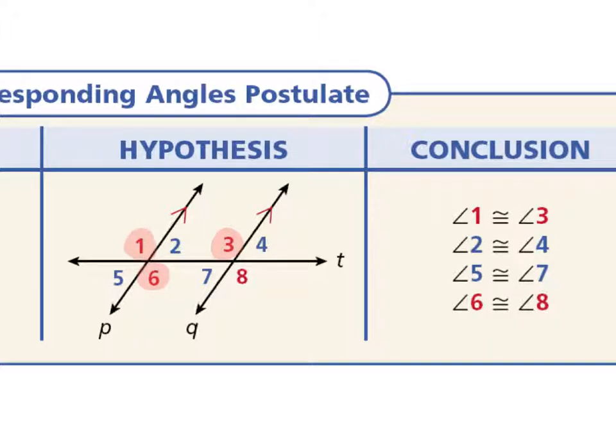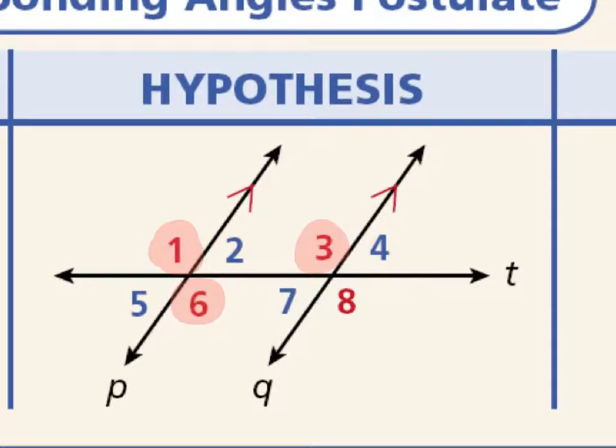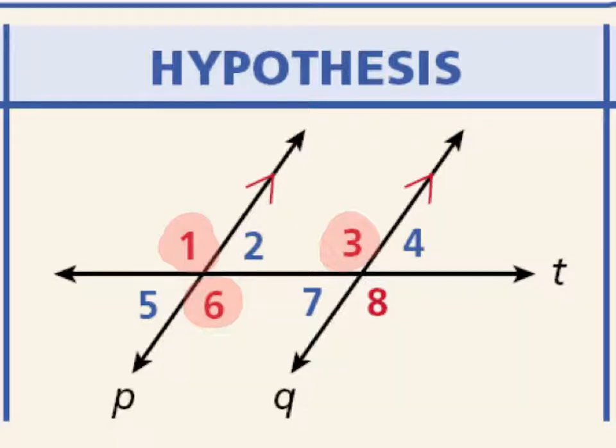What's the relationship between 1 and 6? Starts with a V. They're vertical angles. And we proved in chapter 1 that vertical angles are congruent. So what is the vertical angle to 3? 8. So all of the red angles are going to be congruent to each other. And we're going to go over examples on the next page.